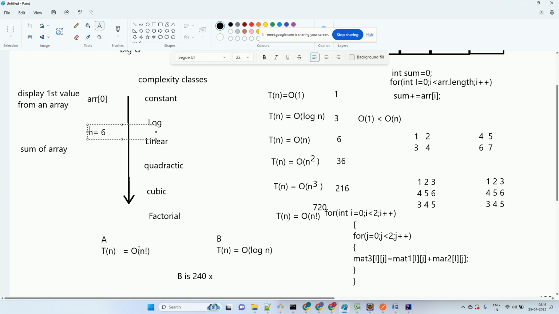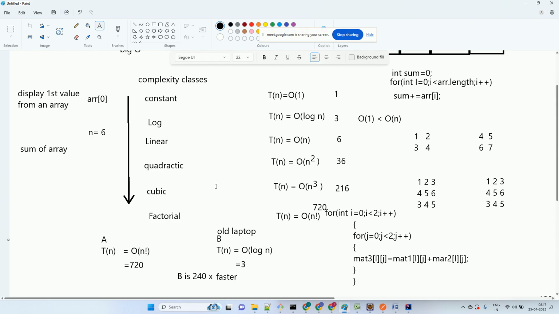A says my time complexity is O of n factorial, means how many steps in the worst case? 720. And B is saying I'm taking log of n, so B is saying 3 steps. So what is the ratio of 3 to 720? 240 times. So B is 240 times faster. Not only fast, it is super fast. Now, irrespective of whether B has an old laptop or the latest laptop, that hardware we have removed from the equation.